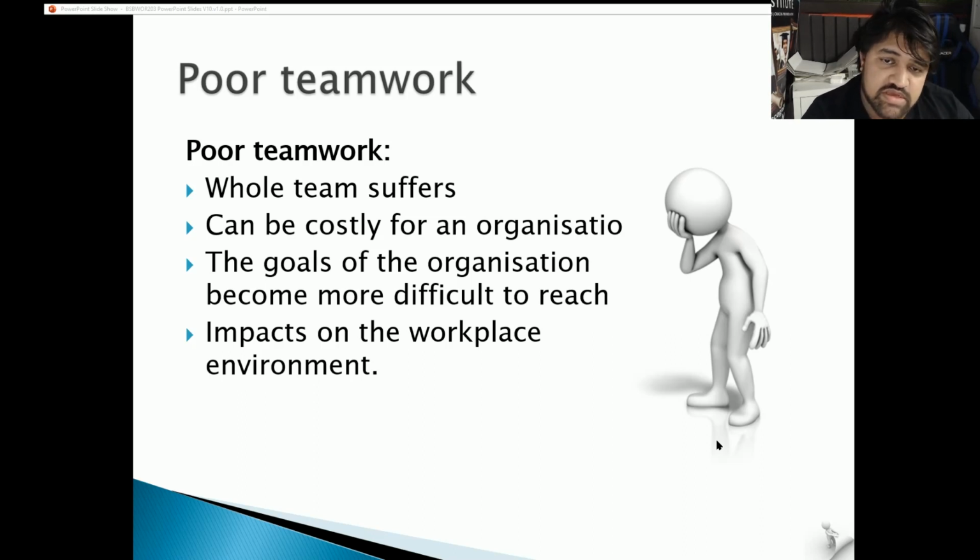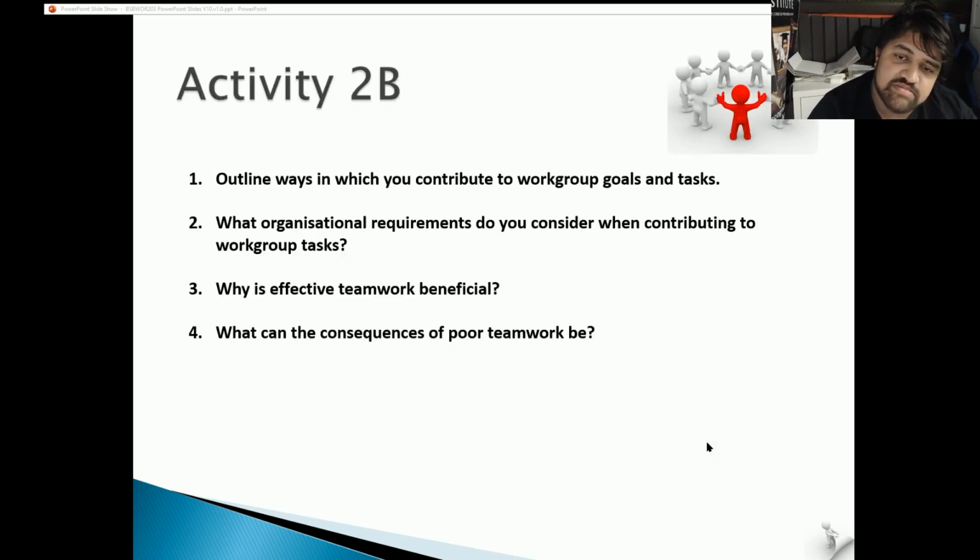Poor teamwork, well, what we can expect is that if one person is giving out poor work, the whole team suffers. So it can be costly for an organization to have poor teamwork. The goals of the organization become more and more difficult to reach, and it impacts the workplace environment and everybody in the workplace. So activity 2B.